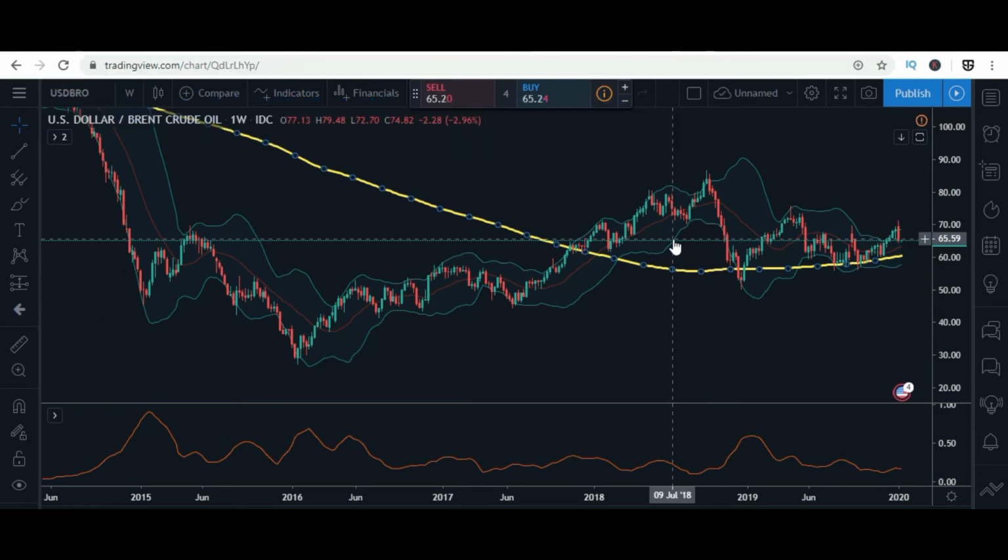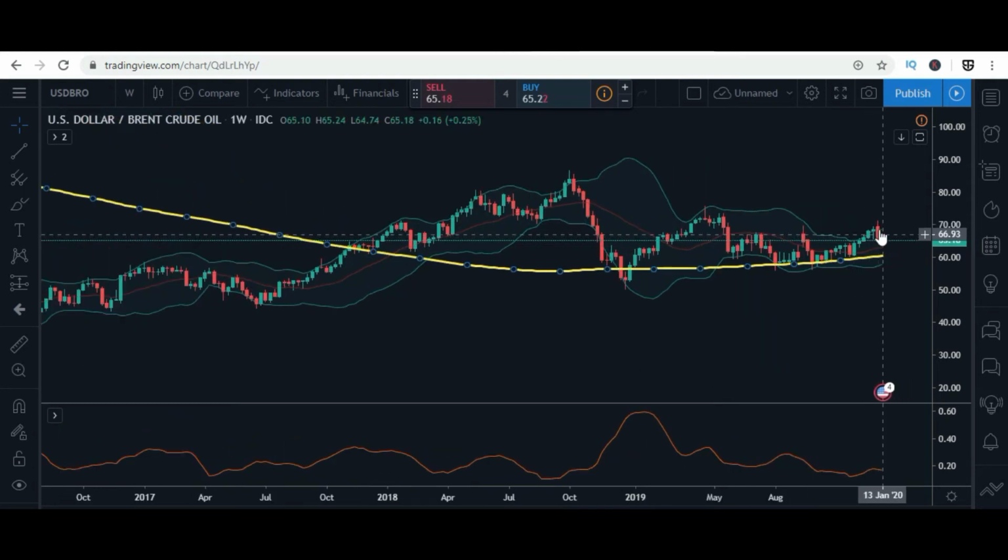You can see we broke this 65 level before. We went up to our next level, which is around 70, and we got pushed back down. If you notice this candle, the last candle, we did reach this $70 zone. Okay, you can see that that's a strong resistance zone, and it pushed us back down last week.